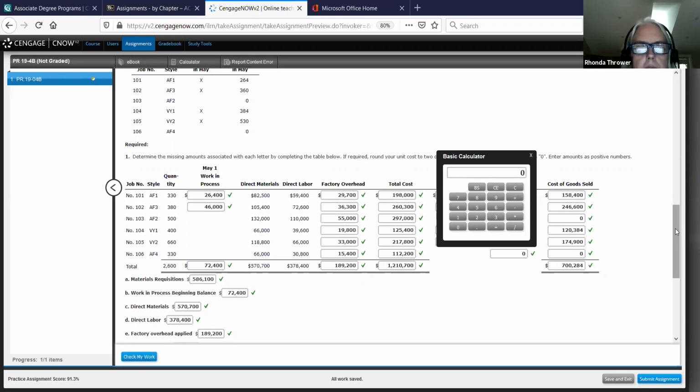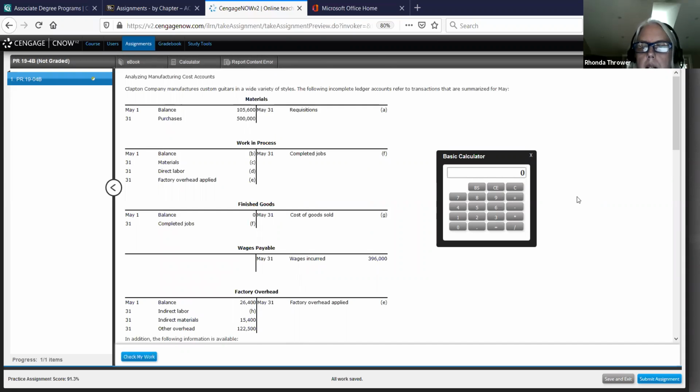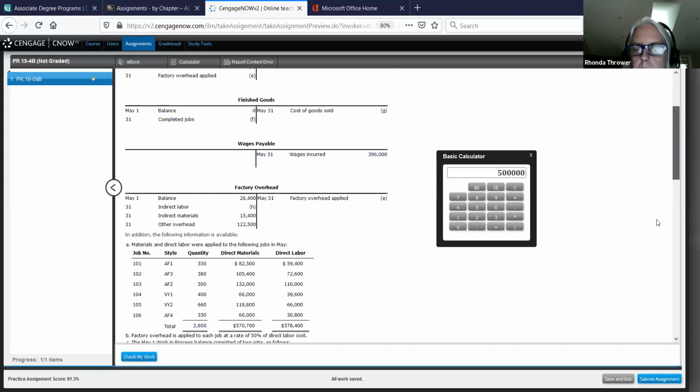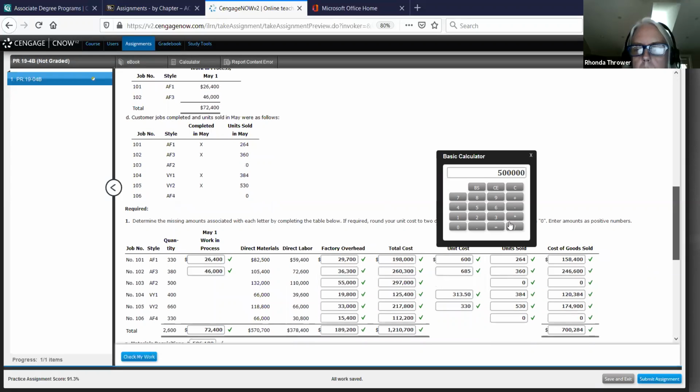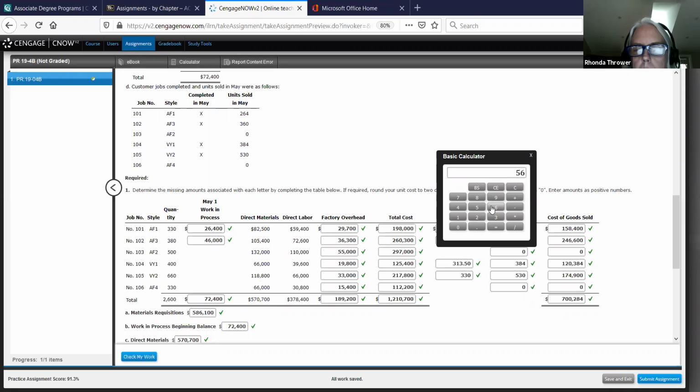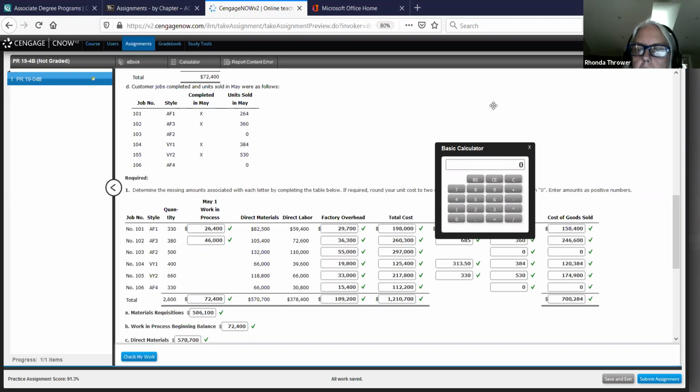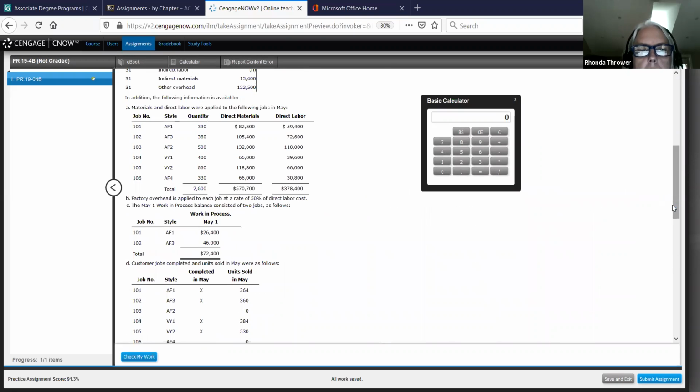So let's try this again in the calculator. $105,600 plus 500,000 minus what we have requisitioned. I'm having too good of a day with this calculator here. Let me keep trying.